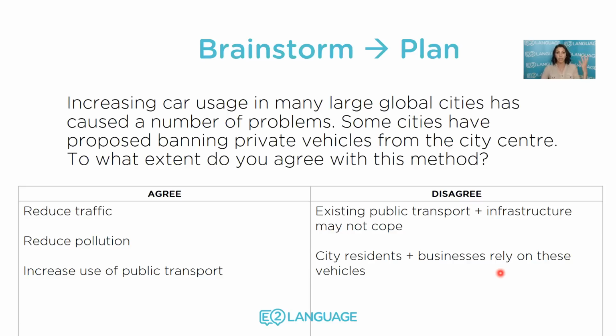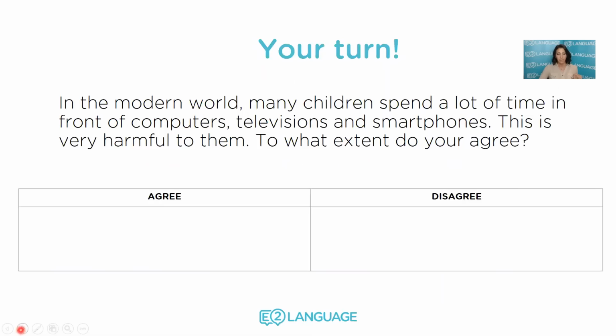Okay, so I've brainstormed, I've thought of these ideas. It's your turn. Come up with 2 or 3 ideas for agree and 2 or 3 for disagree for the question related to children and technology. Do you agree that technology is harmful to children? 3 reasons why you agree, 3 reasons why you disagree. Actually, just give me 2 for each. We're not going to have time for 3.